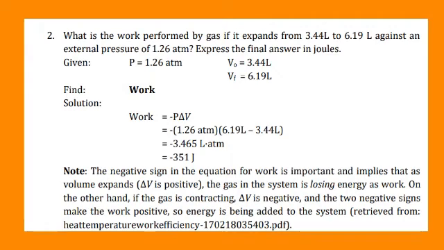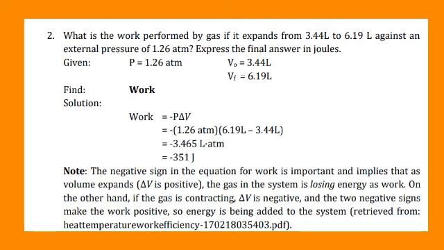So we're going to use the equation for work, wherein work is equal to negative P multiplied by the change in V. So substituting the given, we have negative 1.26 atmosphere multiplied by the change in volume, 6.19 liters minus 3.44 liters, is equal to negative 3.465 liter atmosphere or negative 351 joules.